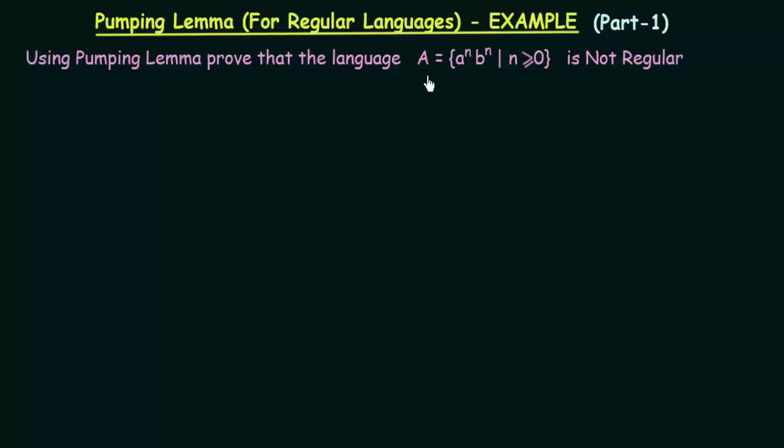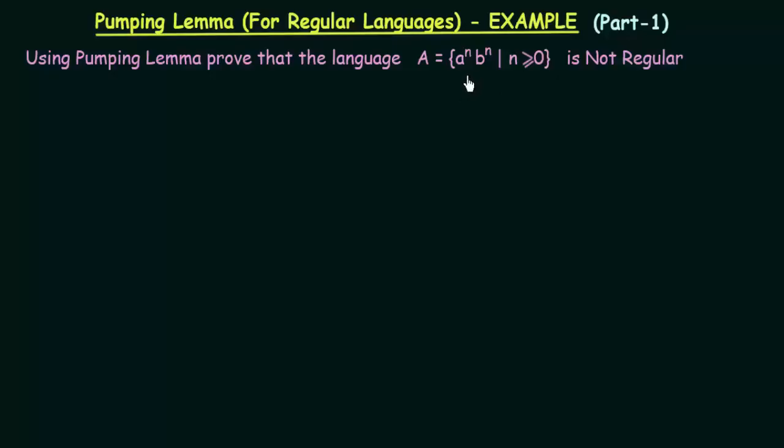Okay, so here we have a language given which is A = a^n b^n for all n greater than or equal to 0. So we have to prove that this language is not regular. I've taken this example slightly in one of our previous lectures and I already told you why this language is not a regular language.